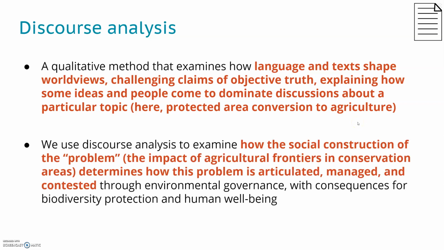We use discourse analysis to examine how the social construction of the problem, the impact of agricultural frontiers in conservation areas, determines how this problem is articulated, managed, and contested through environmental governance, with consequences for biodiversity protection and human well-being. So basically, we're arguing that the way that deforestation is understood and talked about limits the potential policy interventions that are put in place, which in turn is going to have an effect on whether those interventions are effective.